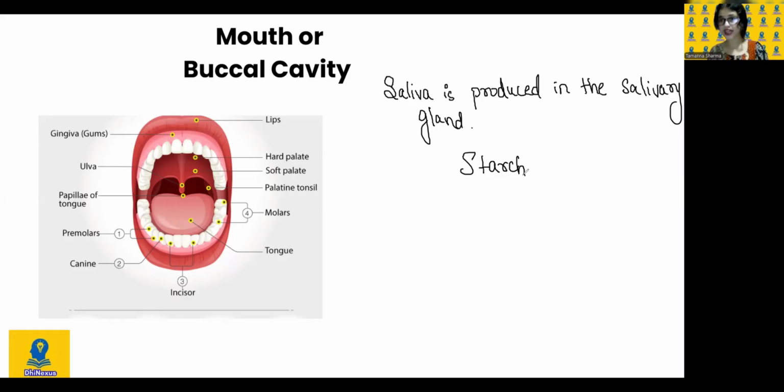The saliva that is produced is very important. Now, the starch that your food contains is broken down into simple sugar with the help of this saliva. Not only do you chew the food in your mouth, but the first breakdown of food is already done in your mouth. I hope this much is clear.